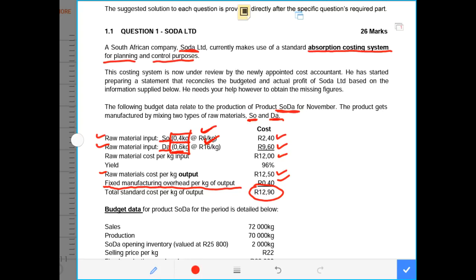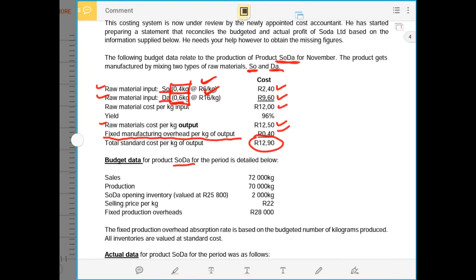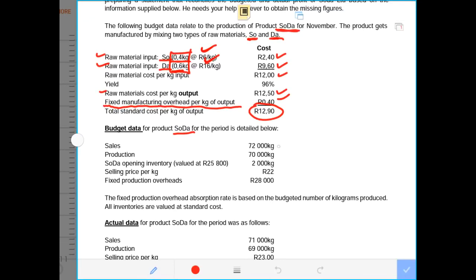Then we are given the budgeted information, and our budgeted data for product soda for the period is as follows. We estimate to sell 72,000 units. However, production is estimated to be 70,000 units, the units being the kgs of a product which is manufactured through the kgs of material. So in this case our output is in kgs and our input of material is also in kgs.